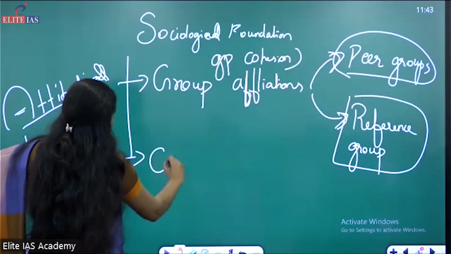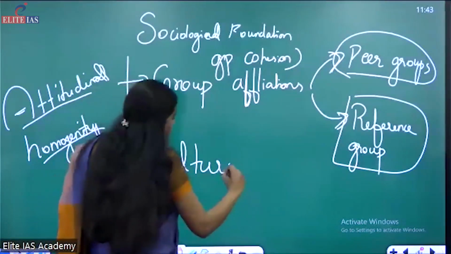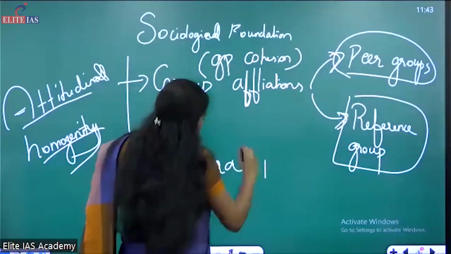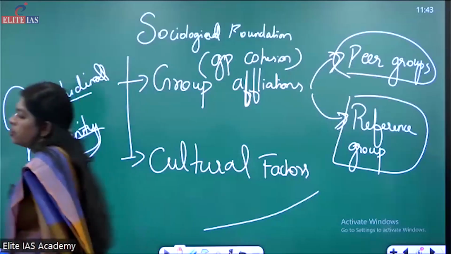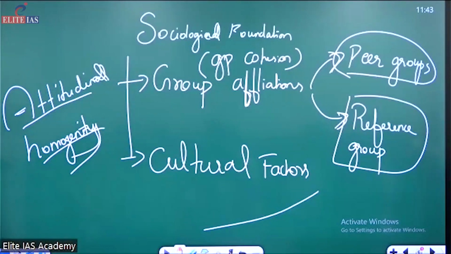Then, cultural factors. The second thing is cultural factors. How can cultural factors help in the formation of attitude? We have already discussed it in the classes. Where we live, the place we live, we have certain traditions and customs which we follow. Then automatically we develop a positive attitude towards those things.